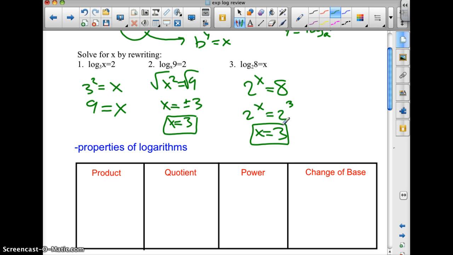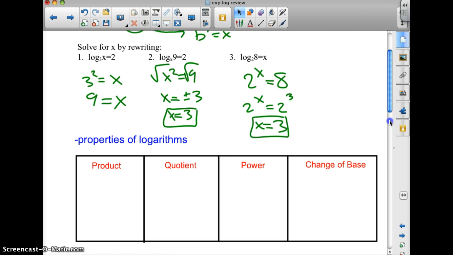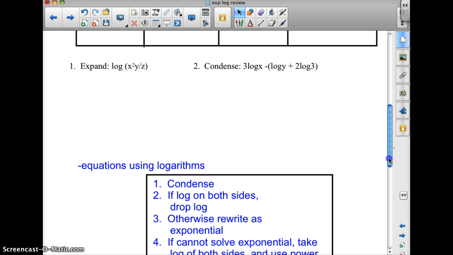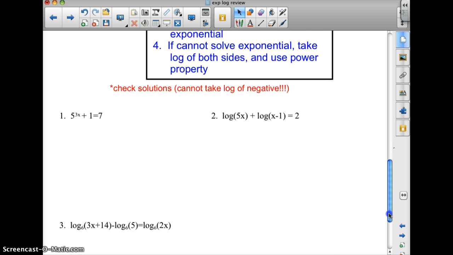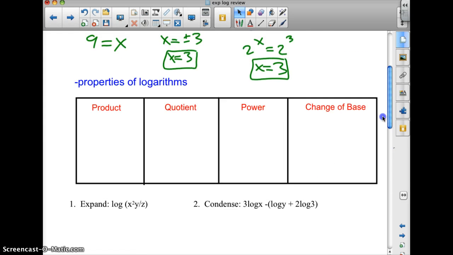Let's say you didn't recognize the like bases there. What we can do here is take the log of both sides of this, and wait a second, before I get too far, I think I'm going to do that down here. I'm going to do that down there. So I'm just going to hold off on that for right now.